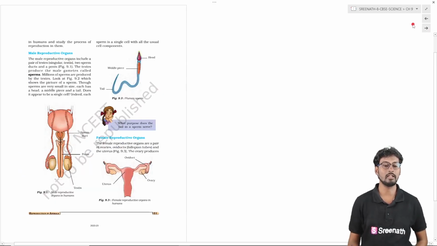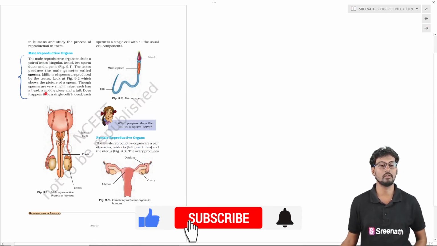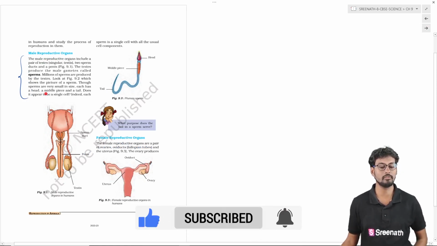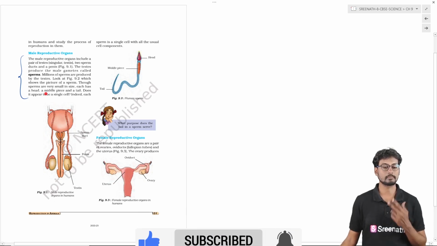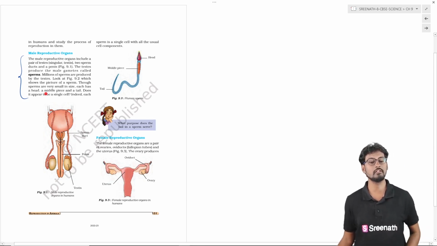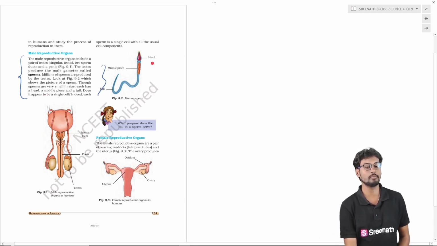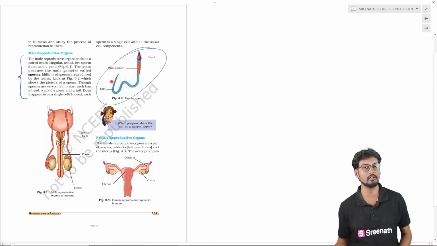progeny. And then there is the explanation of the different male reproductive organs. The male reproductive organ consists of a pair of testes and also a penis, and also two sperm ducts where the sperm will be traveling. The human sperm is the one where we can see the exact structure, that is head, middle piece and the tail.